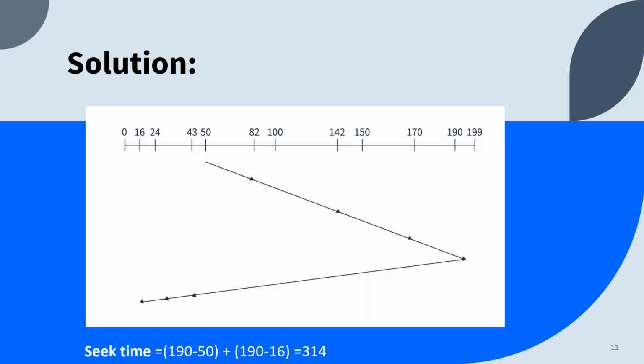So by applying the LOOK disk algorithm, the head moves from 50 to 82, then 100, and keeps moving until the last position, 190, and then it moves to the next shortest distance request. We can find the seek time by calculating the intervals.